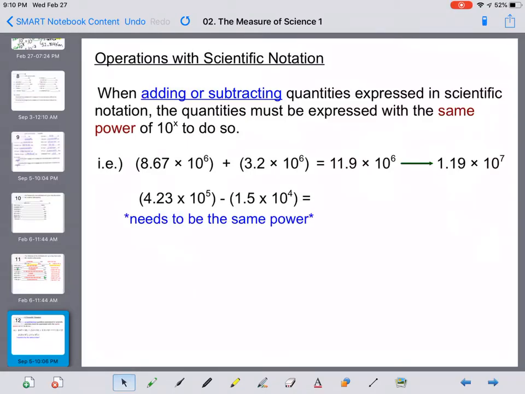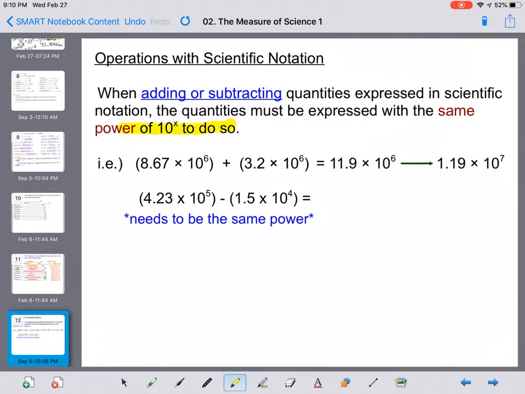We start to talk about operations with scientific notation. So add, subtract, and multiply and divide. And we have similar rules for addition and subtraction. So when adding or subtracting these quantities, we express in scientific notation. They have to have the same power of 10 to do that.